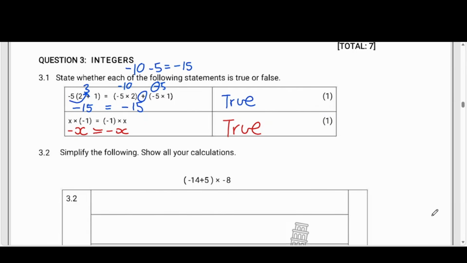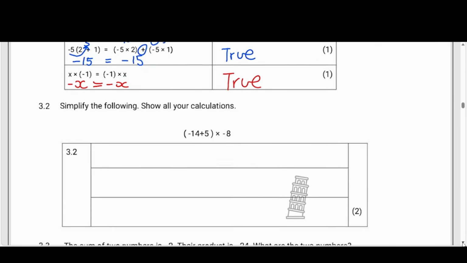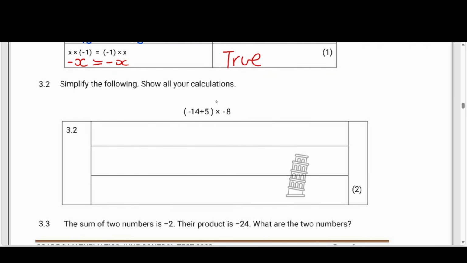3.2, simplify the following, show all your calculations. So we've got negative 14, add 5 times negative 8. They are checking if we can use our, some people call it BODMAS, some people call it BIDMAS, whatever you call it. They're checking we remember to use this. So we always need to do brackets first. So let's work out this bracket first.